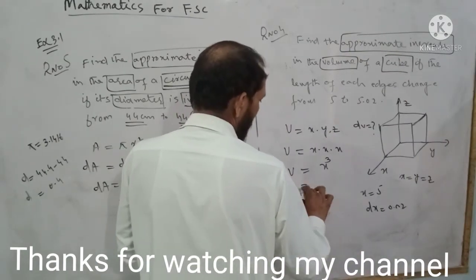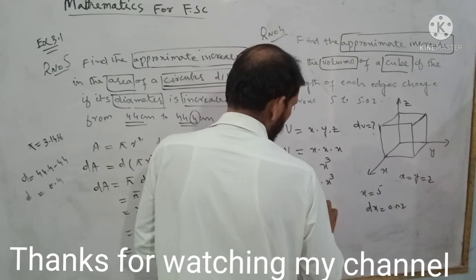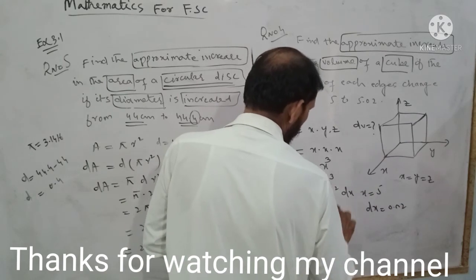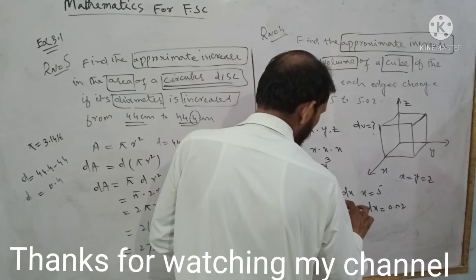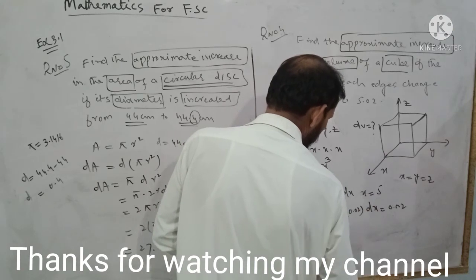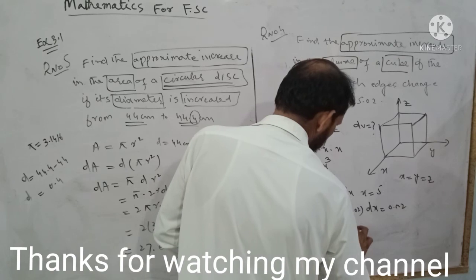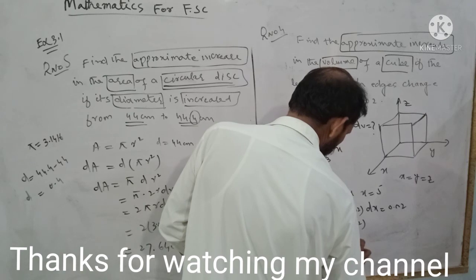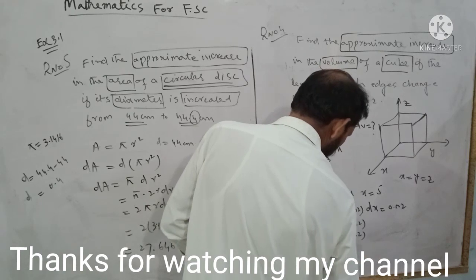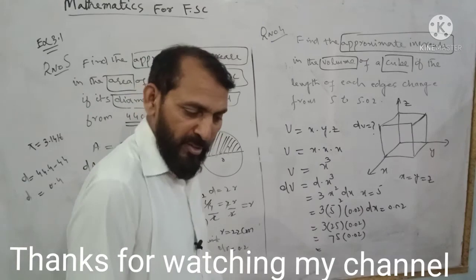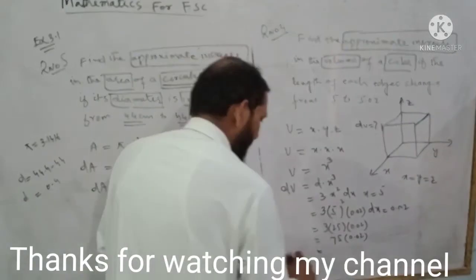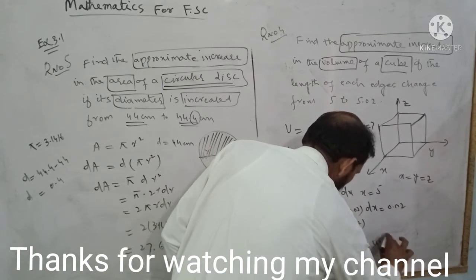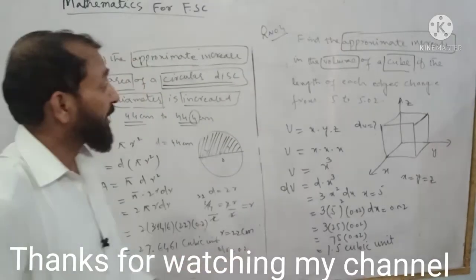We operate d on both sides. We apply the power formula and the derivative, putting in the values. The value of x is equal to 5, dx is 0.02, 25, 75, which is equal to 1.5 cubic unit.